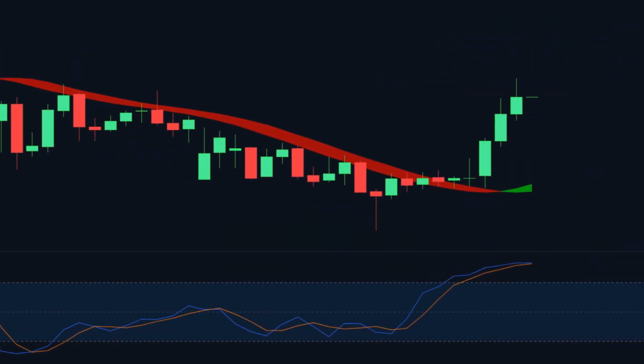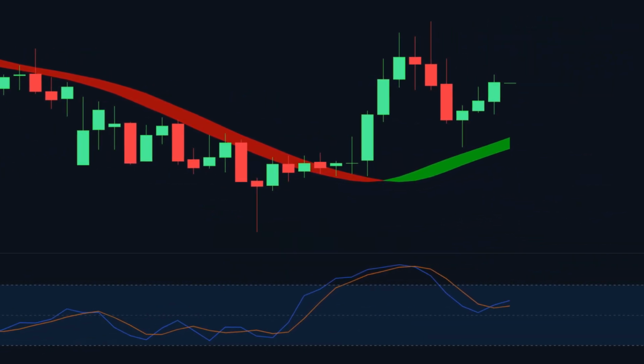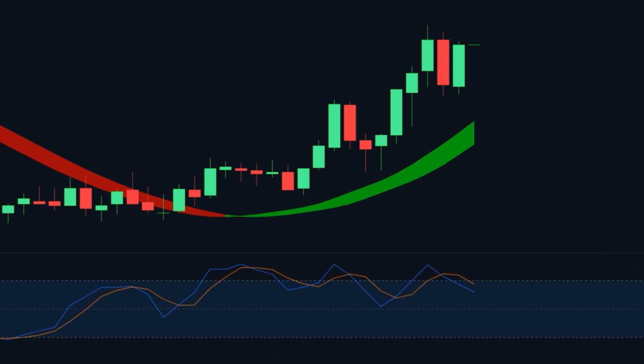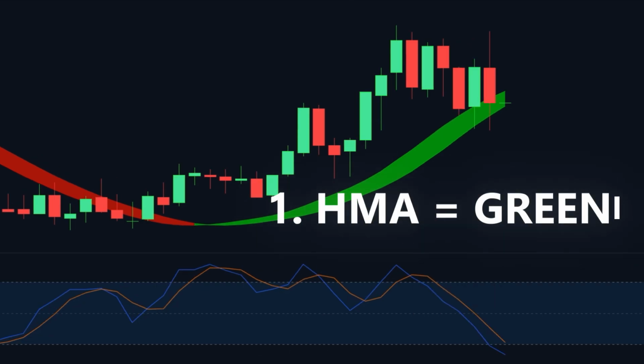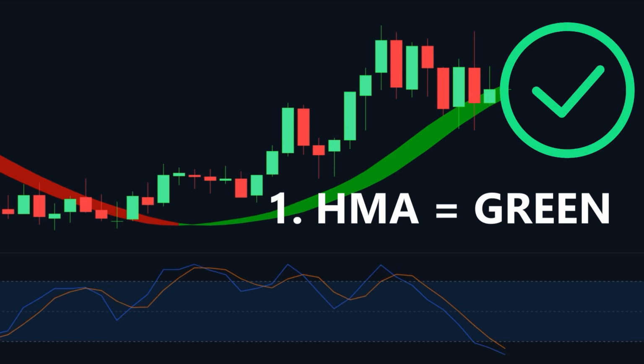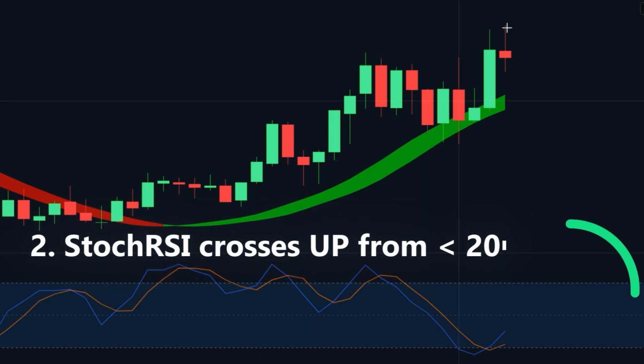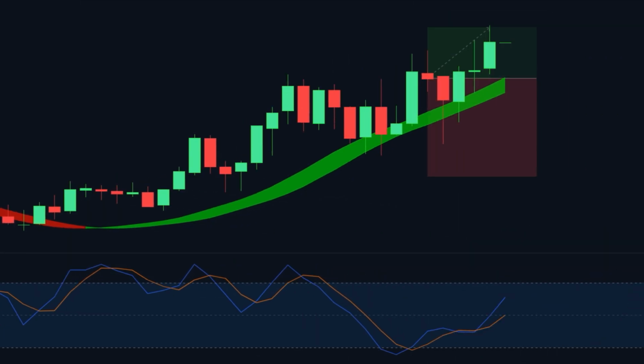Let's combine this with our Hull Moving Average from part 1. This gives us our new two-part entry rule. For a buy signal, we need two conditions to be met. Condition number 1. The Hull Moving Average must be green. We are in an uptrend. Condition number 2. The Stoch RSI must drop below the 20 oversold line and then cross back up.